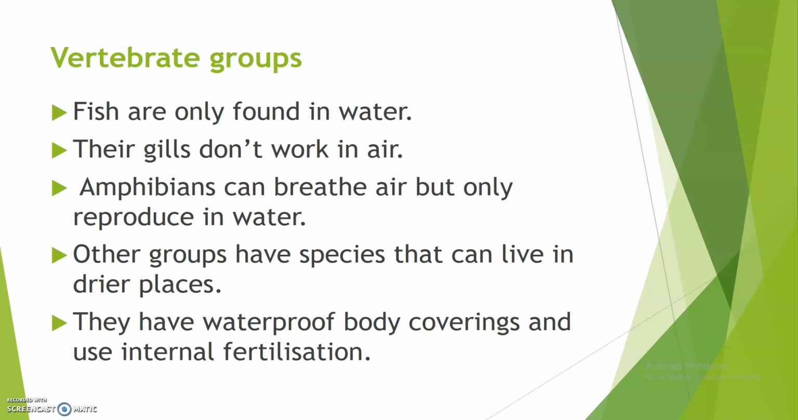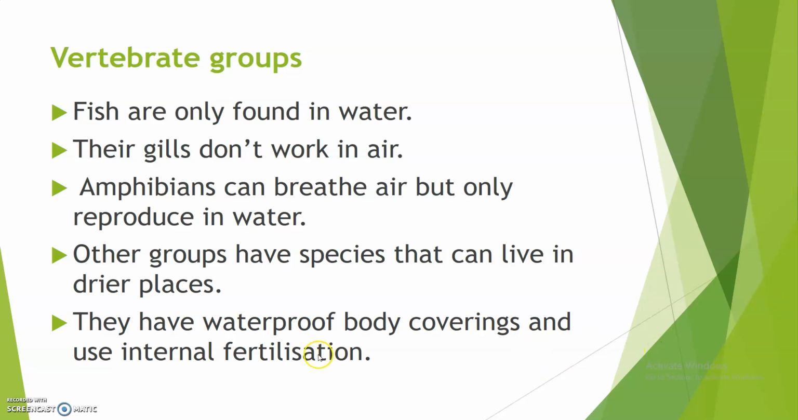Now another thing is they use internal fertilization. Internal fertilization means the fusion of gametes, male and female gamete, takes place inside the body. So inside the body, this fertilization takes place. After the fertilization, a zygote will be formed, and the zygote will develop into a child or a baby. In every case, we are considering a child in the case of human beings.